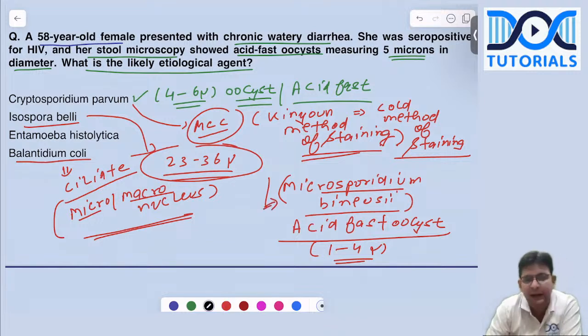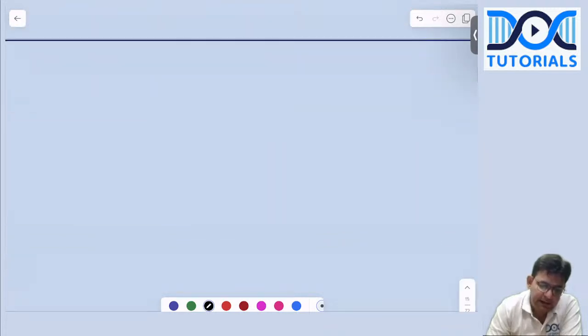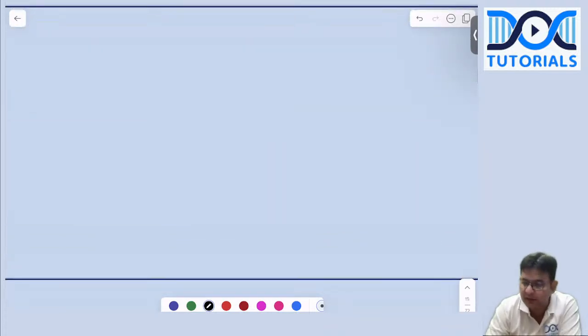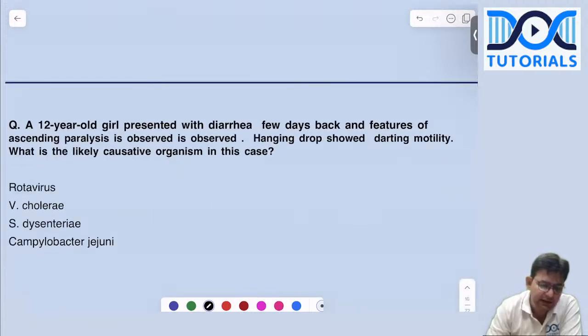Which one? Microsporidium bieneusi. And you know these particular ones which we're talking about, these all are coccidian parasites. These all are protozoa. Is it fine, guys? So remember this also. And the drug of choice for Cryptosporidium parvum, what is the drug of choice? Nitazoxanide. Now coming to the next one.